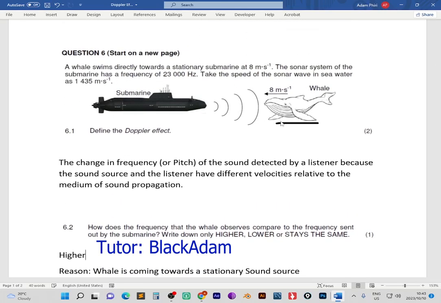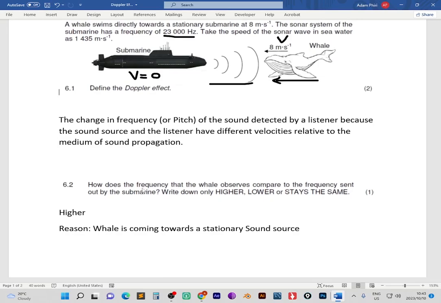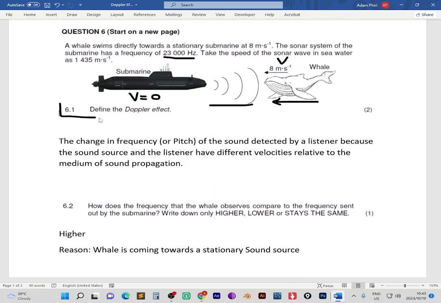We have a submarine which is stationary, meaning that the velocity of the submarine is 0. And moving up to the whale, we find that the whale has a velocity of 8 meters per second, moving towards the submarine. And then we're asked to define Doppler effect.